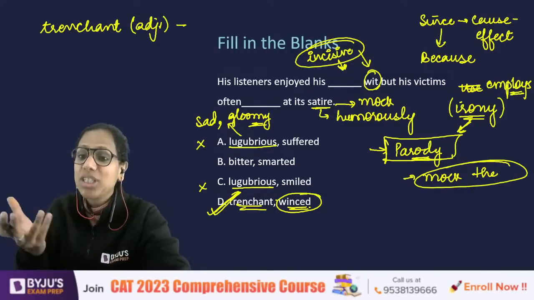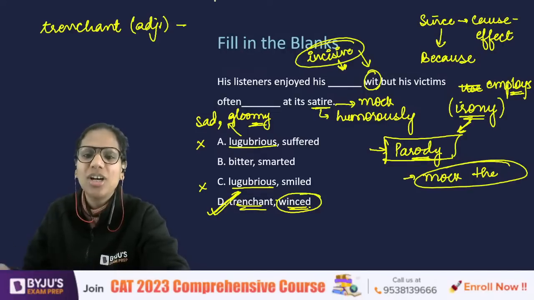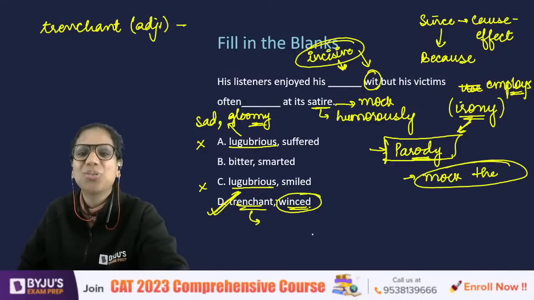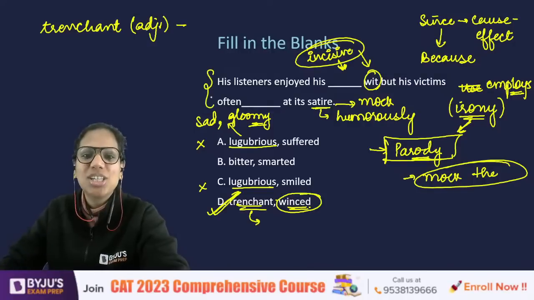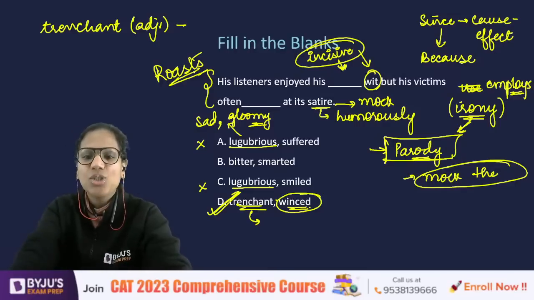Yes, trenchant roasting. Yes, absolutely. Trenchant होगा जब आप roast कर रहे हो किसी को. Very good. So yes, you can associate this sentence with roasts. All right, good. So D is the answer.